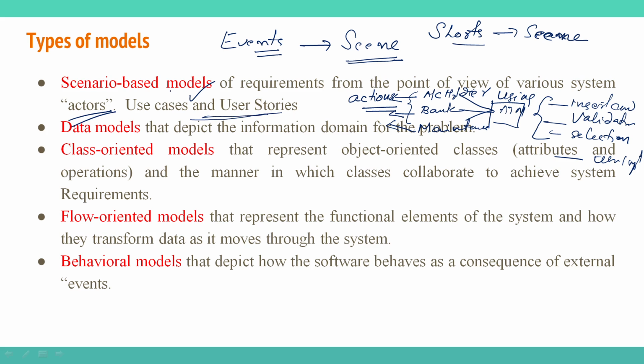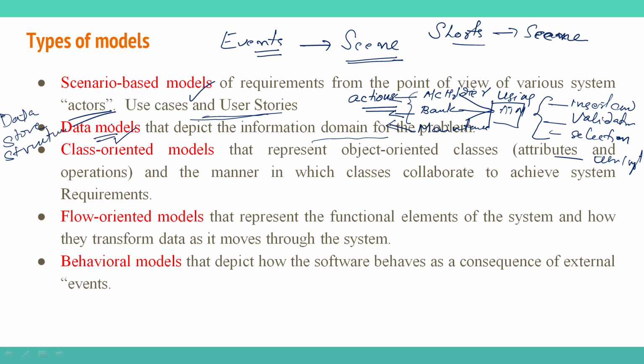Then next is the data model that depicts the information domain of the problem. For example, what kind of data we are going to use, how we are going to store the data, what should be the structure of data, etc. will be discussed in this data model.